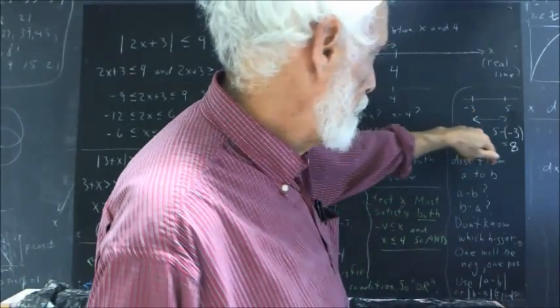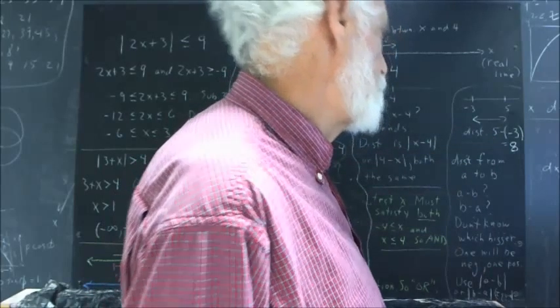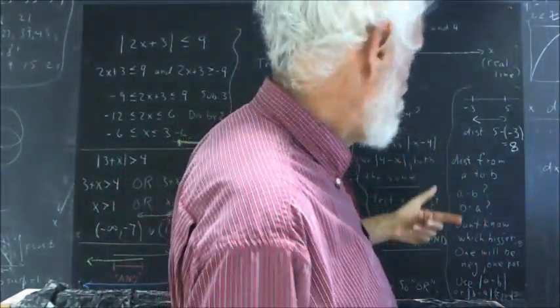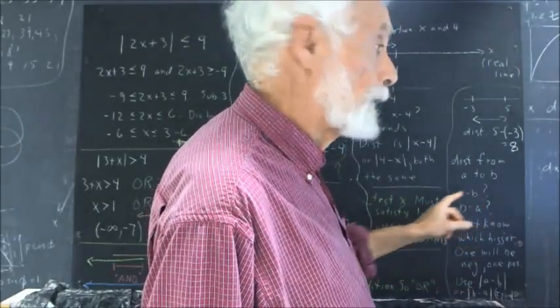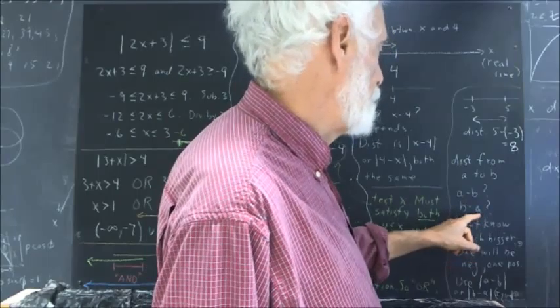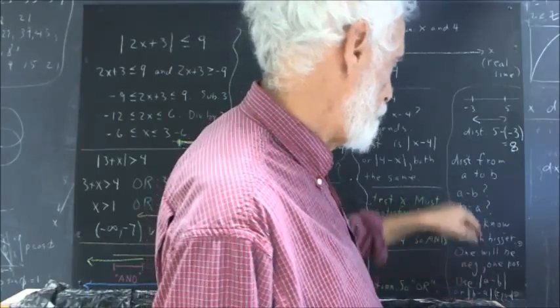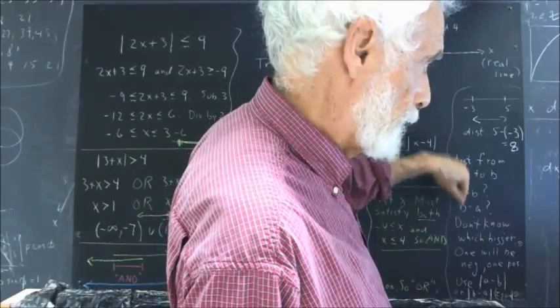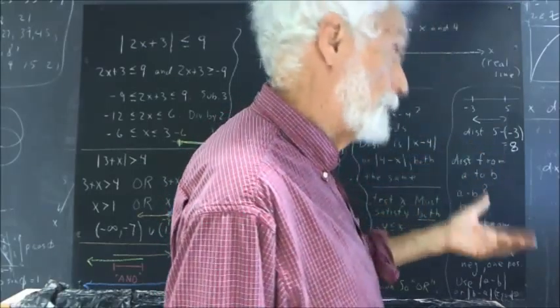What's the distance from A to B? Well, we don't know which is larger. Whichever's smaller, we're going to subtract it from the larger. If B is smaller, then it's A minus B. If A is smaller, then it's B minus A. We don't know which is bigger. One of these will be positive, the other will be negative. They'll both have the same magnitude.